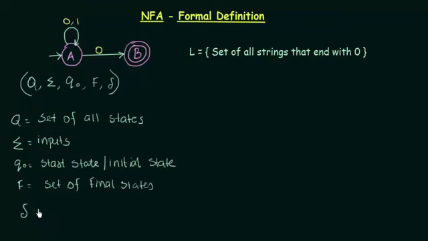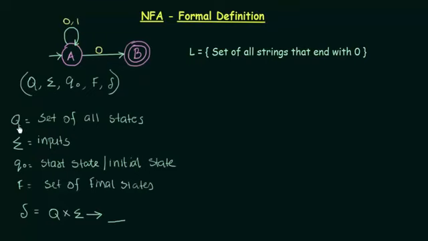and del. So we saw that this Q, sigma, Q naught, and F are the same as the DFA that we have already studied. And what about del? Del is a transition function that maps Q cross sigma to what? We'll try to find out what this is. I'll leave it blank here. We'll try to find out what this transition function del maps. Alright, that is what we are going to find out.